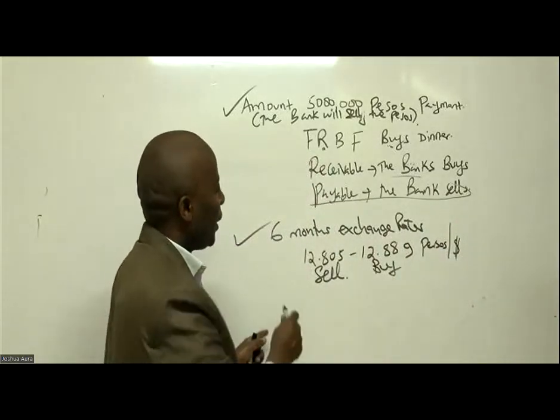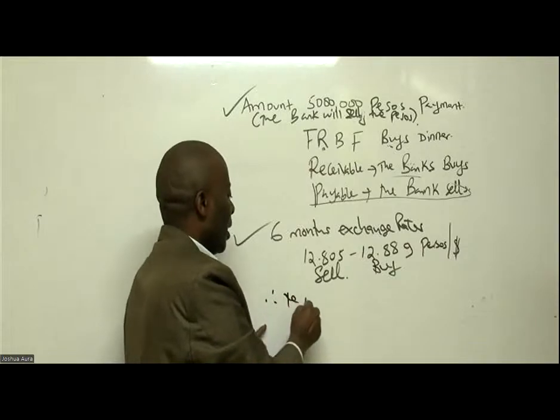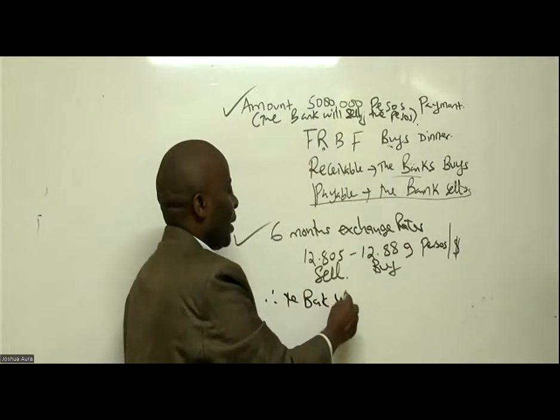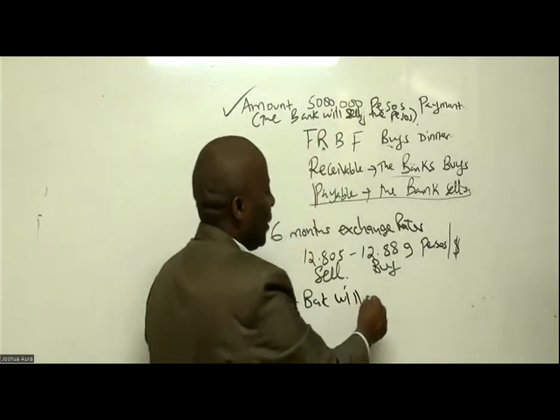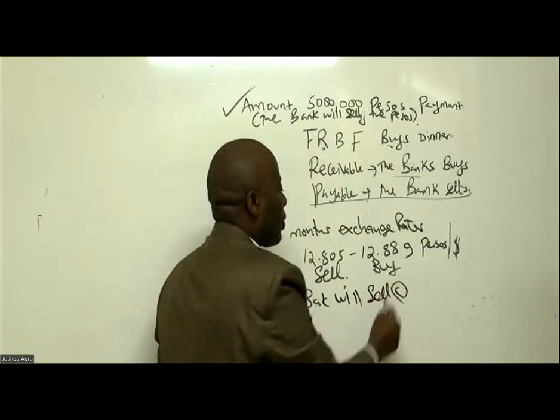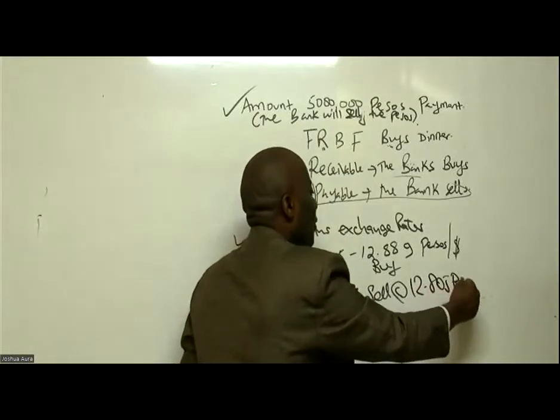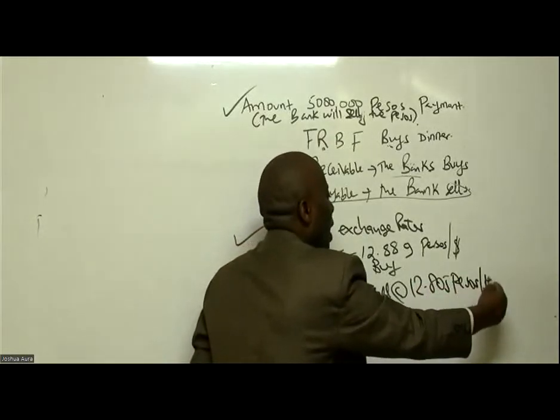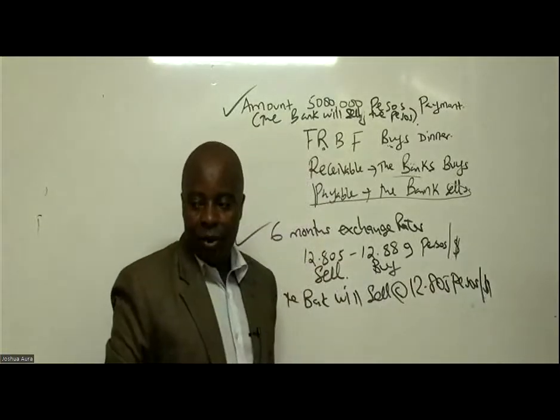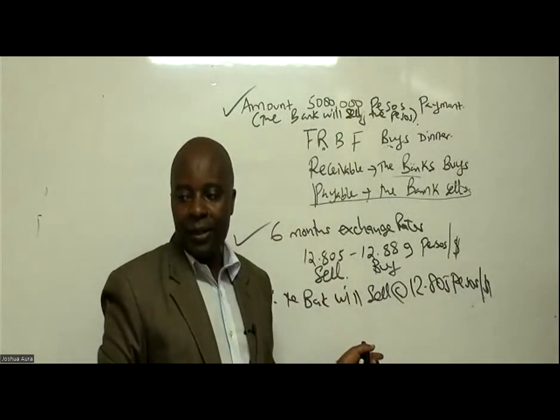So they've told me that the bank will sell. We said up there, the bank will sell. So the bank is going to sell at what rate? At 12.805 pesos per dollar. Because you just told me that the bank is going to sell.